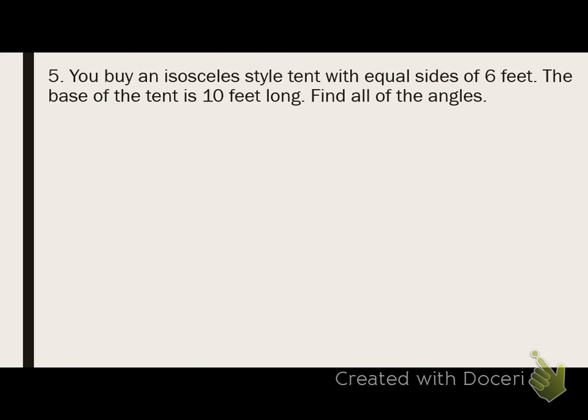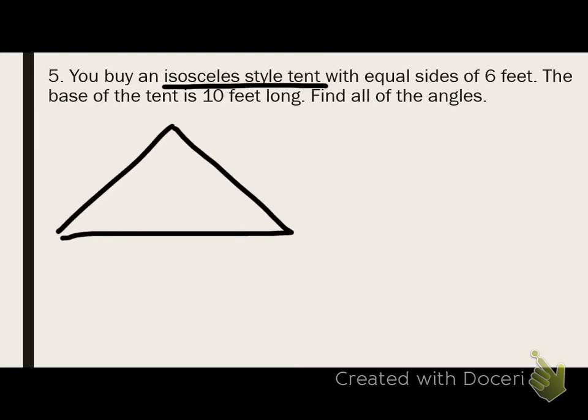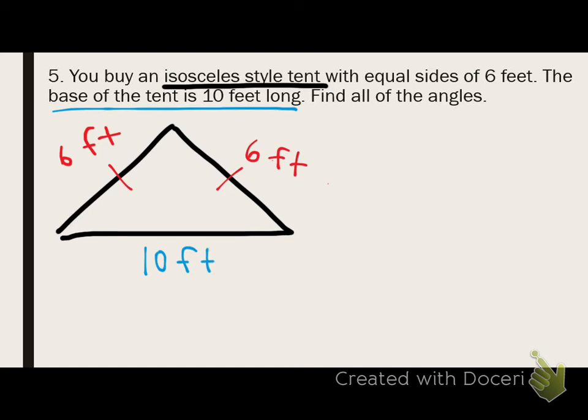You buy an isosceles style tent with equal sides of 6 feet. So we're going to pause. This picture is going to look different because we have an isosceles style tent. What does isosceles mean to me? 2 congruent sides. So here's what it will kind of look like. 2 congruent sides. This is what a tent looks like, usually, right? With equal sides of 6 feet. So label your 2 equal sides, 2 congruent sides of 6 feet. The base of the tent is 10 feet long. So the base of the tent is 10 feet.